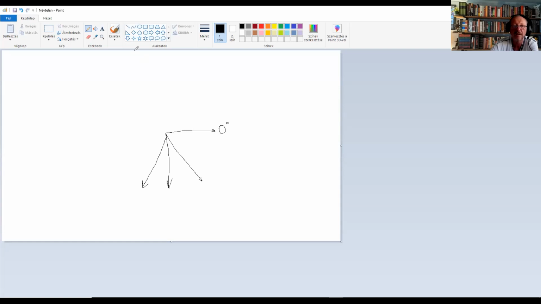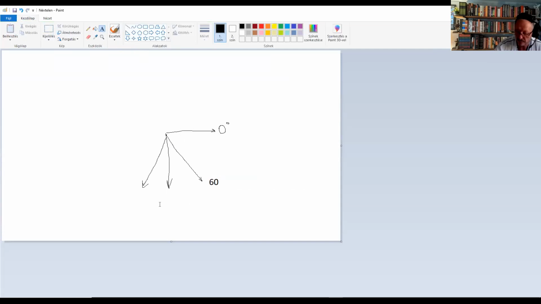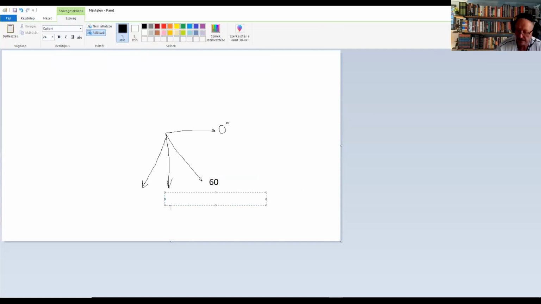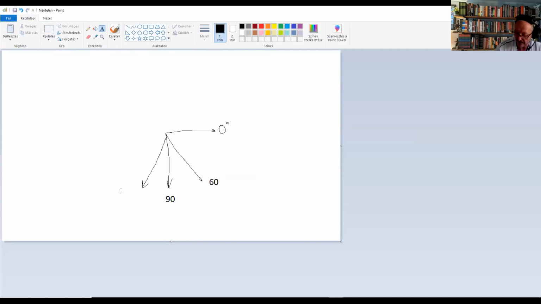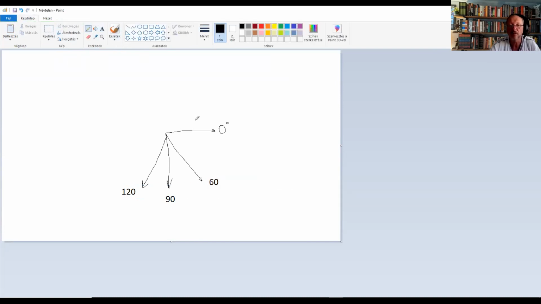So 0, maybe I can write here. It's much easier to write. So that's 60, that means 90, and that means 120. Okay, now, what do you want to see? Lead number 3 was equiphasic, I'm sorry. It means that the main electric axis is perpendicular to lead number 3, so it's perpendicular to 120.